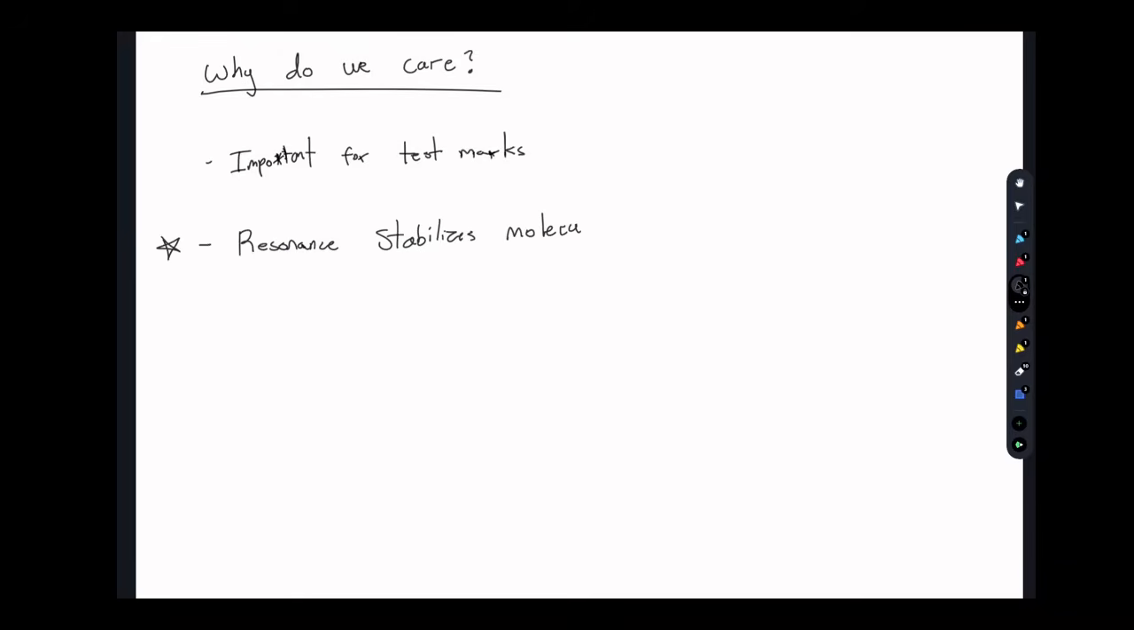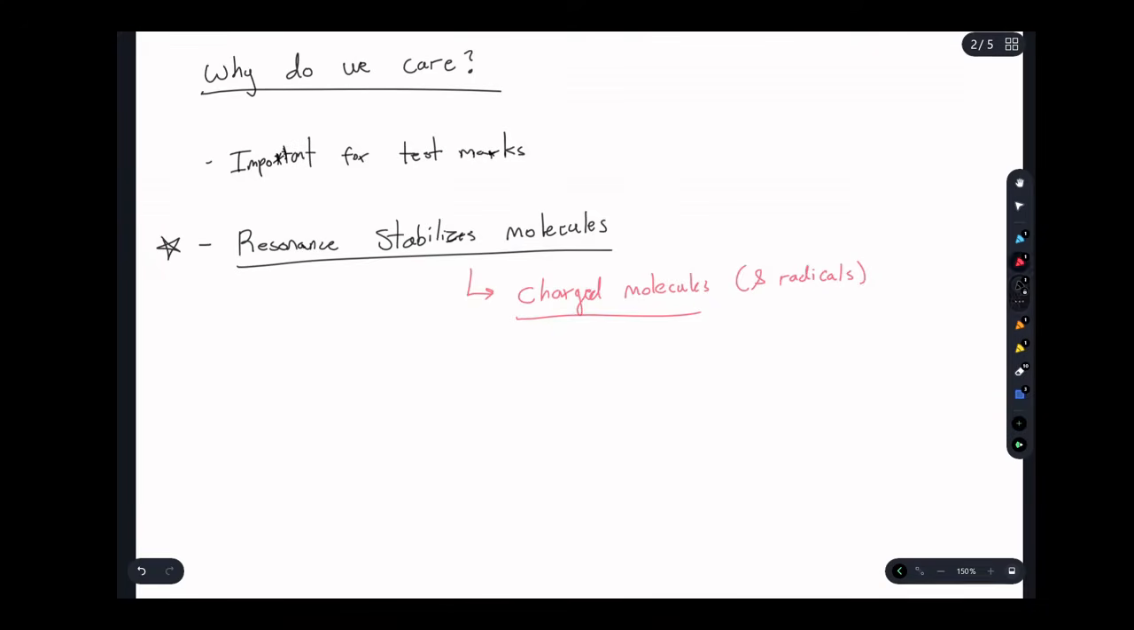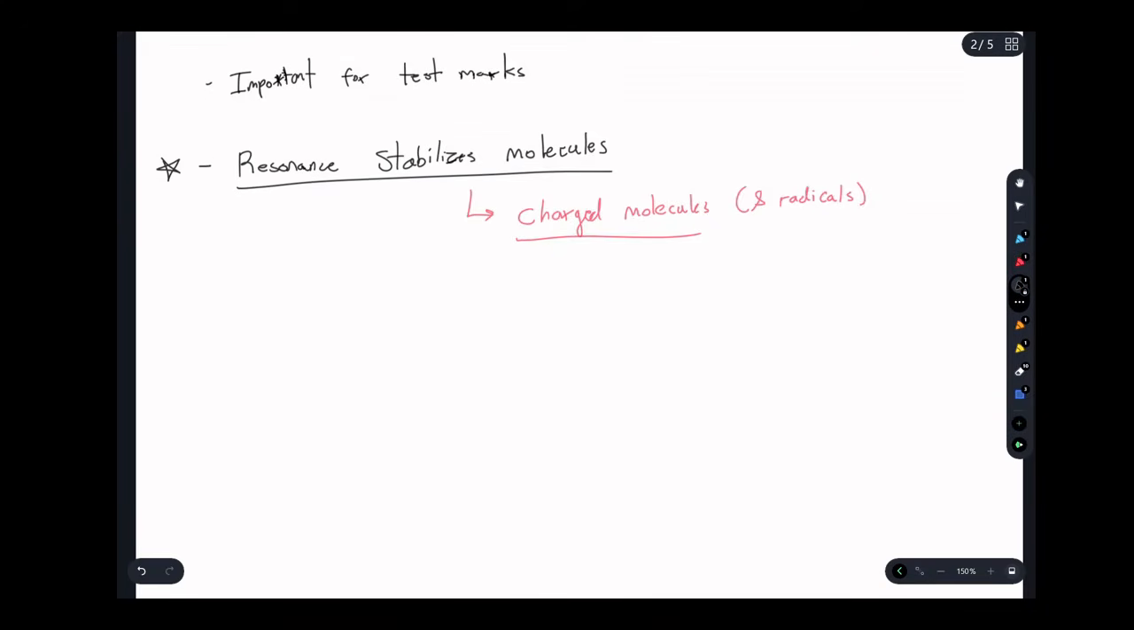To my knowledge, there's no example of resonance in this course which will ever be destabilizing. Resonance is always a good thing. Resonance stabilizes molecules. Now, I'll be a little more specific there, and I'll say that it only stabilizes charged molecules and radicals, which is a little add-on for much later in the course. For now, I want you to understand that it stabilizes charged molecules. So, awesome. Resonance is a stabilizing force. That's probably the most important takeaway from this unit.